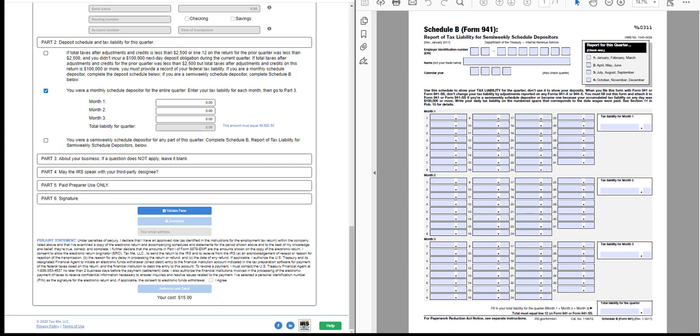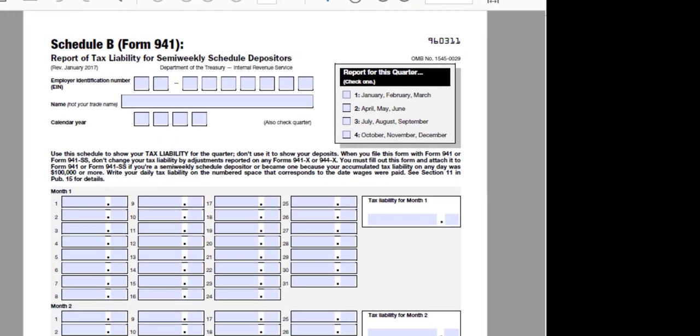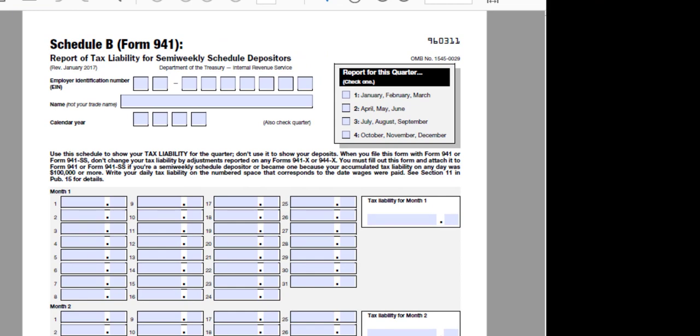If you're a semi-weekly depositor, you must also complete Schedule B. This is a separate schedule that needs to be filed with part of your return. When completing Schedule B, you report your tax liability for the quarter on each day of the 3-month period. Don't use it to show your tax deposits. You record it on the payday.